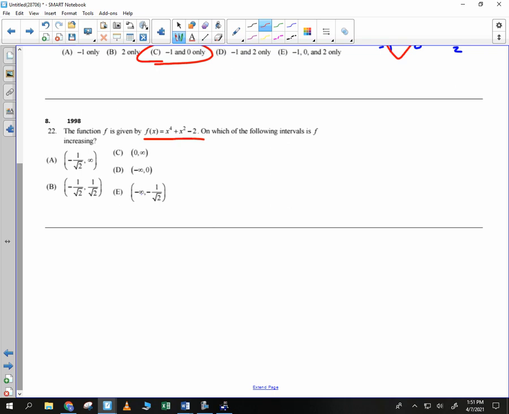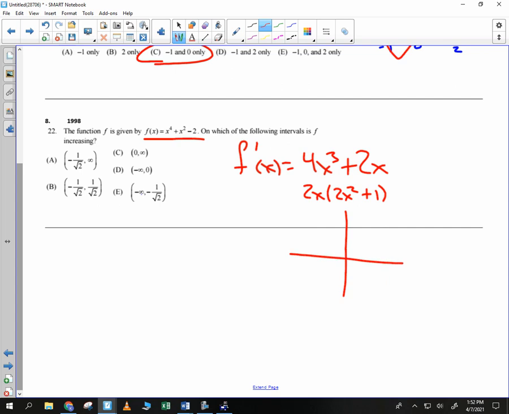Increasing. What tells me increasing? Original function, first derivative, or second derivative? Which one tells me increasing? First derivative. I'm going to find the first derivative. F prime of x is equal to 4x cubed plus 2x. And that's what I have. I'm going to graph this. If I take out a 2x, I get 2x squared plus 1.